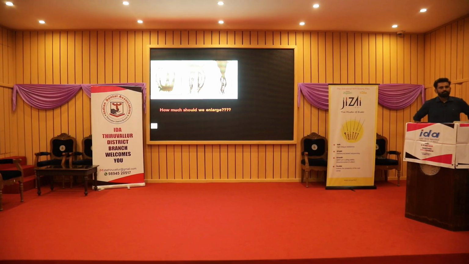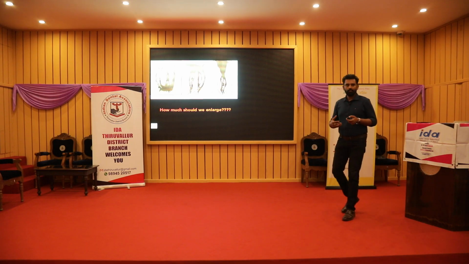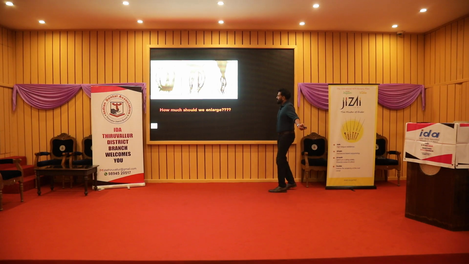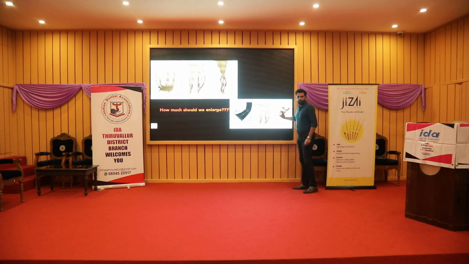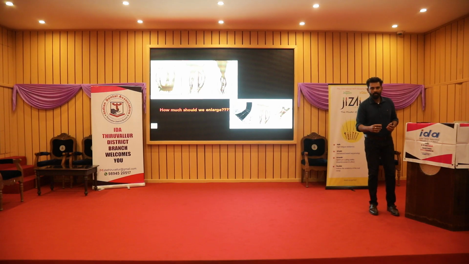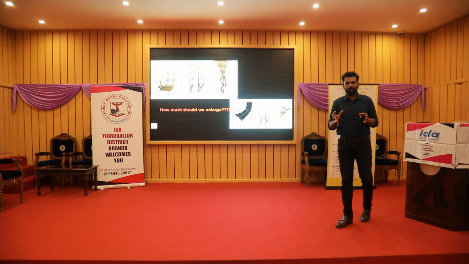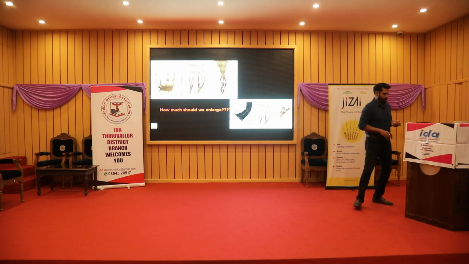So how much should we enlarge? It depends on the apical gauging, based on the difficulty of the first initial file. But according to a lot of studies, the apical diameter or minor diameter is almost around 0.20 to 0.35. So that much at least you have to enlarge. Apical diameter size is 0.20 to 0.35.